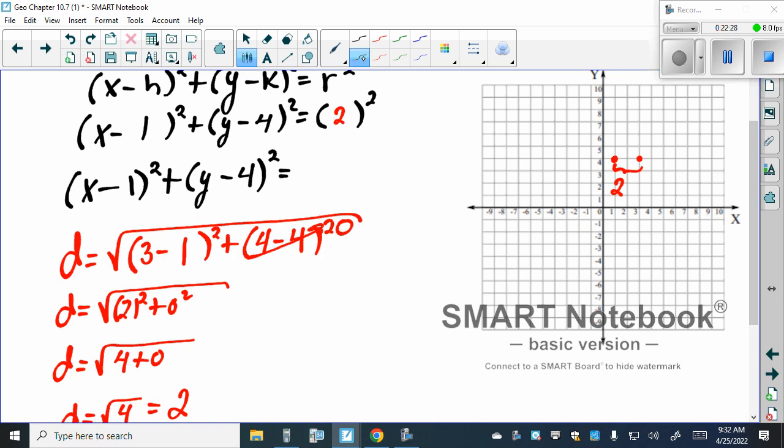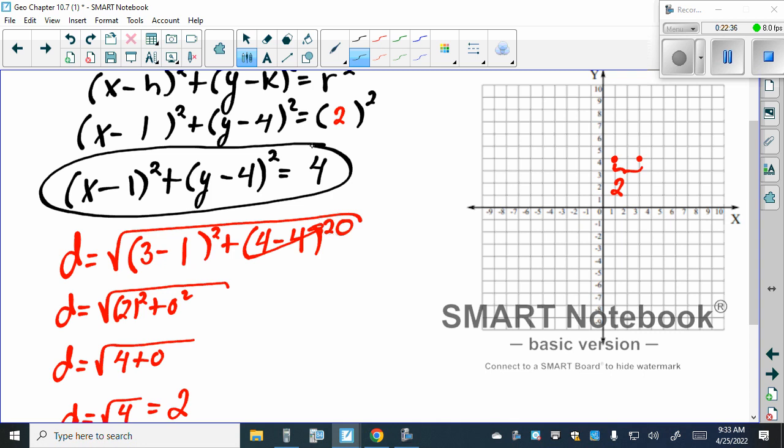Now, to finish this out, we just need to see what the radius squared is. So 2 squared is 4, and that's it here. Questions on this?